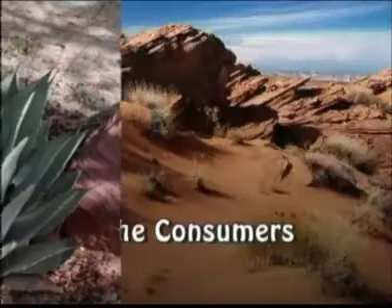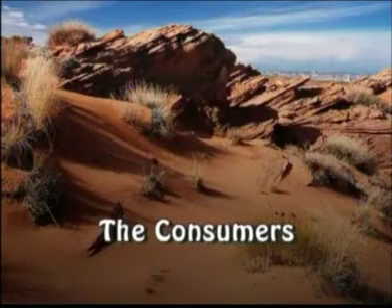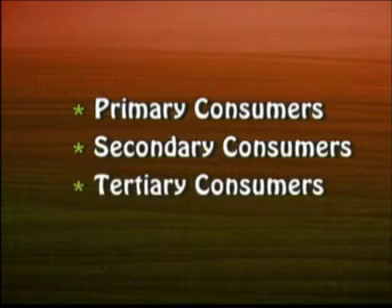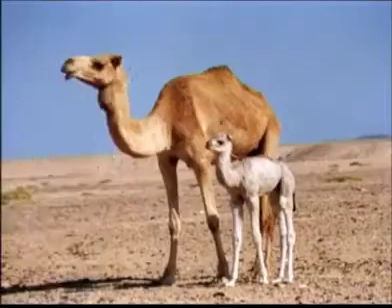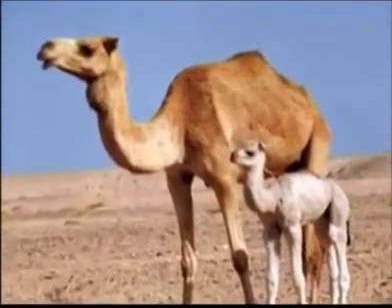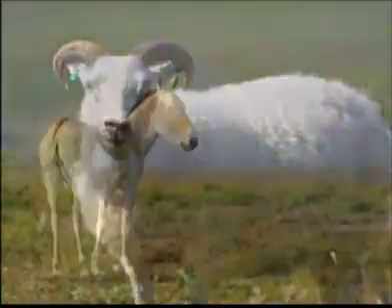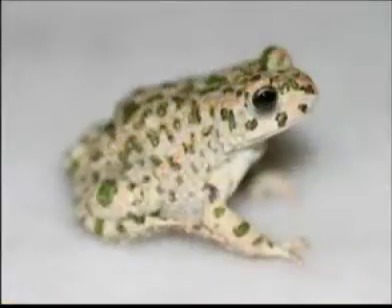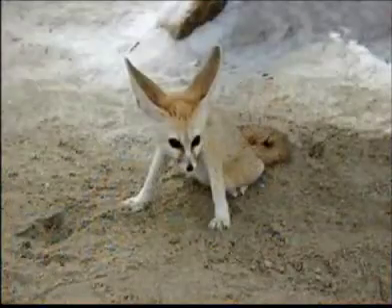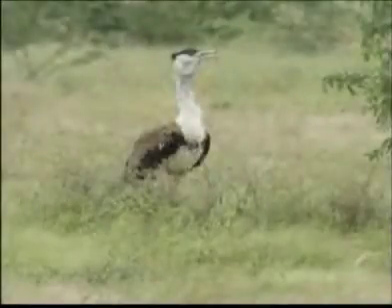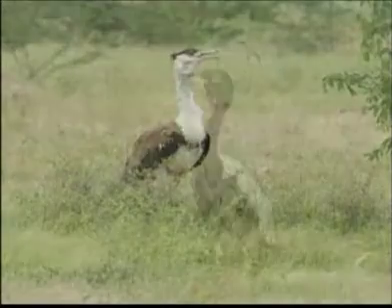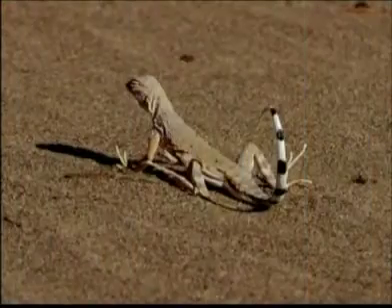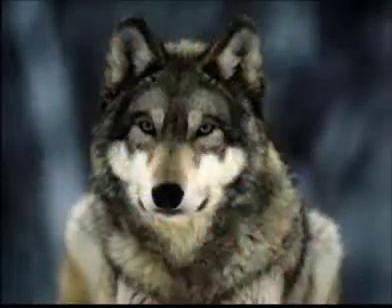The consumers. The consumers are of different categories such as the primary, secondary and tertiary consumers. The primary consumers or herbivores are camels, sheep and wild ass. Secondary consumers are toads, frogs, desert cats, desert fox, and birds like great Indian bustard, florican, and quail. Tertiary consumers are lizard, snake, wolf, etc.